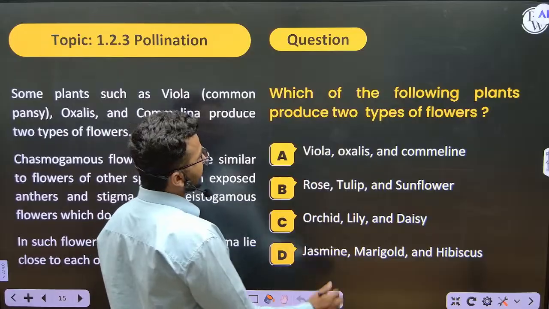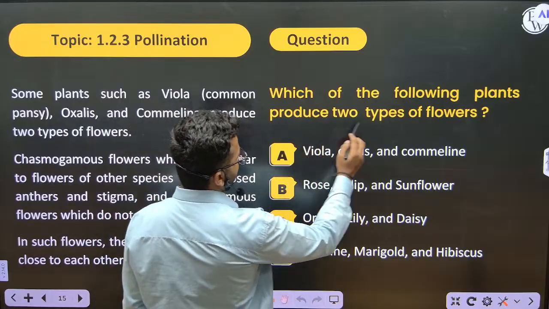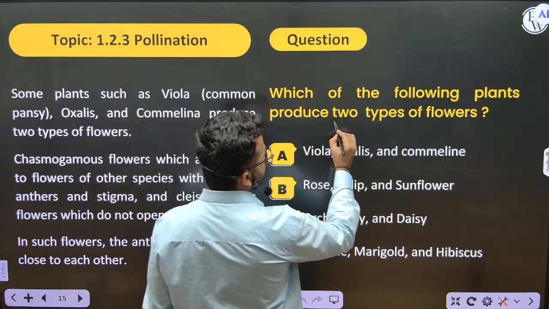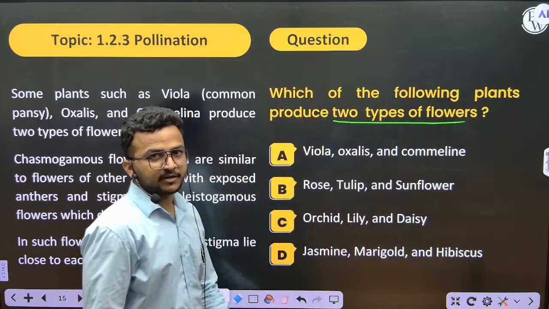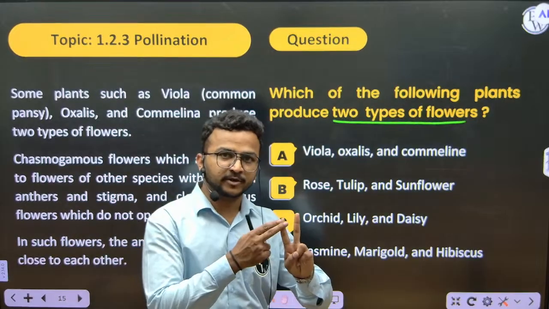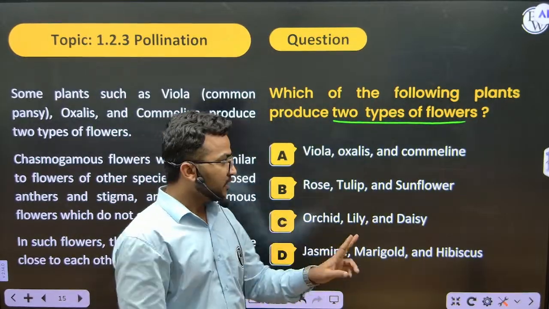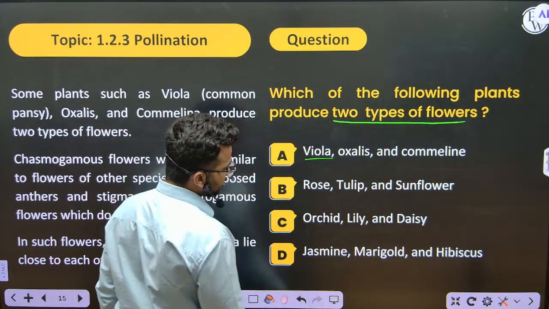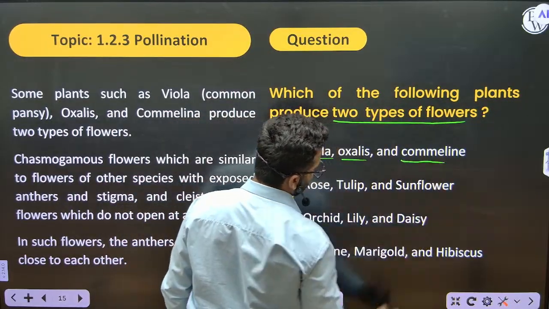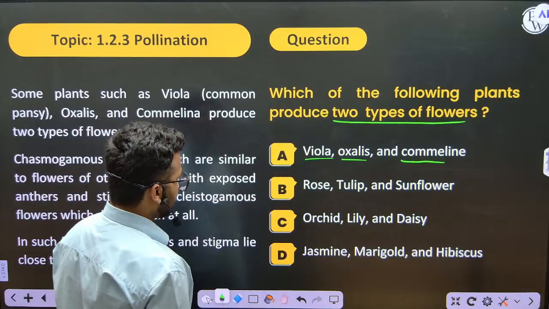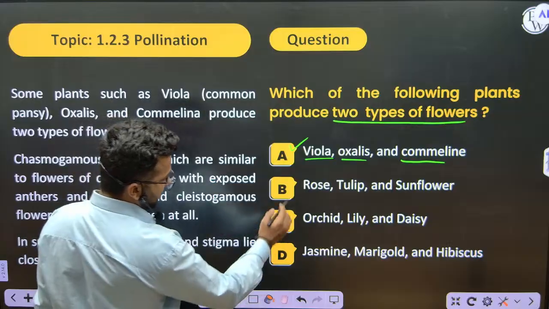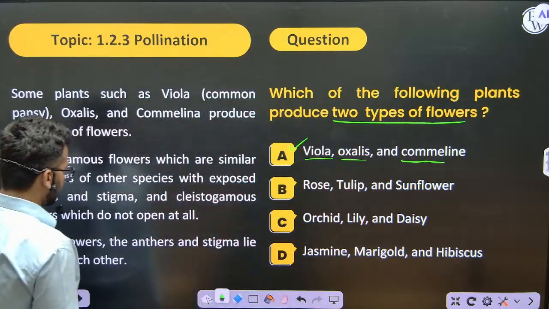Which of the following plants produce two types of flowers? Their examples are given. Two types of flowers are nothing but Chasmogamous and Clistogamous. And the examples are here: Viola is there, Oxalis is there, and Camelina is there. So the first one will be the answer. There is no other.